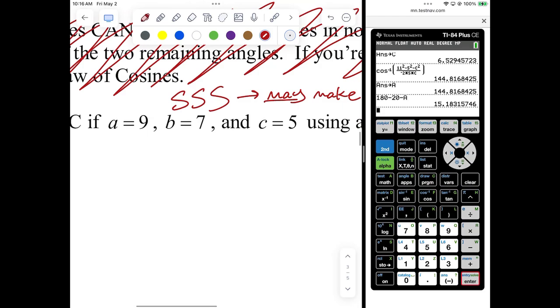My 2 smallest sides are 7 and 5. What's 7 plus 5? That equals 12. Is 12 greater than 9, the third side? Yes. So this makes a triangle. This passes the triangle inequality. Okay? Good. If A were 9 and B were 7 and C were 1, now 7 plus 1 would be 8. That's not bigger than 9. That wouldn't make a triangle. Okay? So check the triangle inequality first for side, side, side.